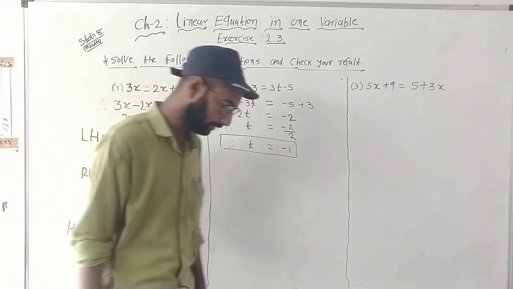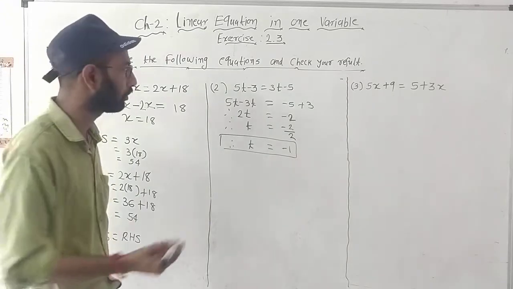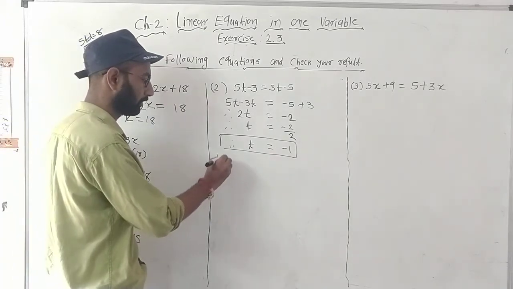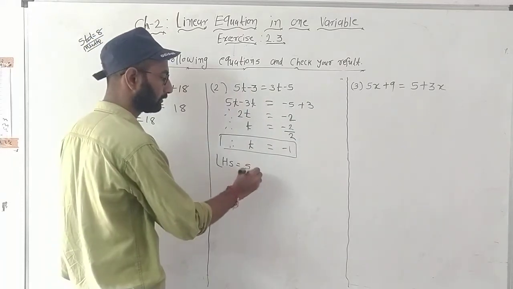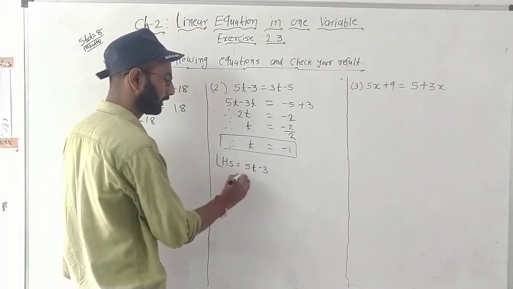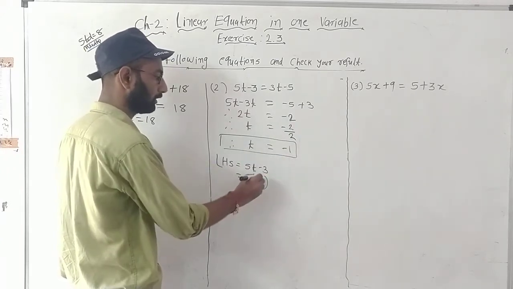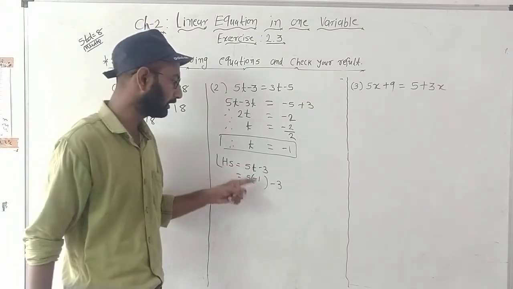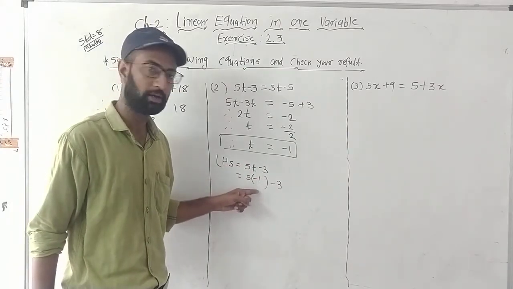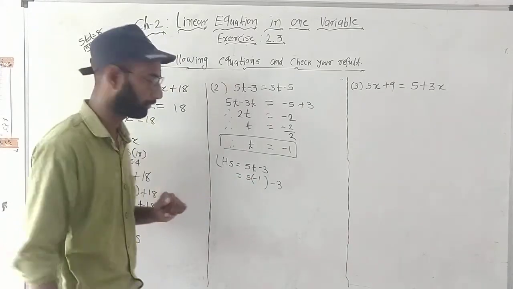मुझे वेरिएबल की यहाँ पर वैल्यू कितनी मिली है? Minus 1. Now I need to check whether my answer is correct or not. Okay, let me check. LHS, what is LHS? It is 5t minus 3. 5 as it is. In the place of t, I will put minus 1, minus 3. जहाँ पर मैंने t थे, वहाँ पर मैंने minus 1 लिख दिया. Wherever it was t, I have put the value of minus 1 there.